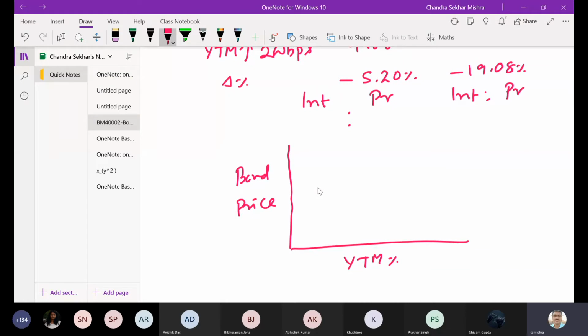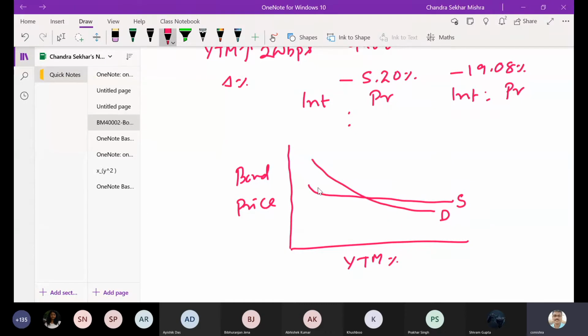What will happen? Price will fall anyway. With YTM increasing, will the price fall or increase? Tell me. Sir, it will fall. It will fall. So this graph will be like this, let's say for the bond D, and the graph will be like this for the bond, let's say S.